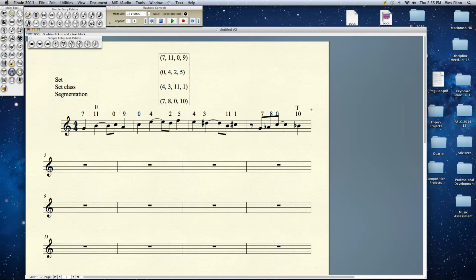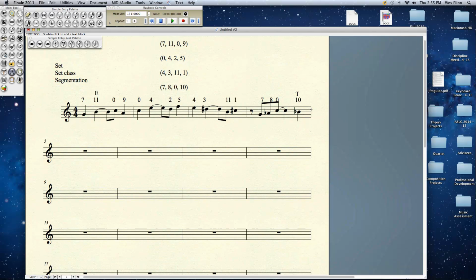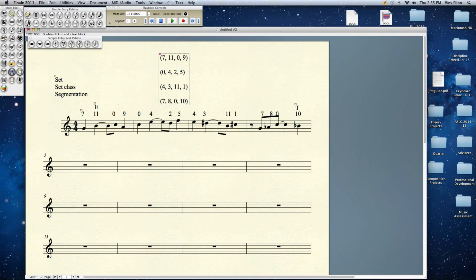Now by itself, this doesn't tell us a whole lot. But if we rearrange these a little bit, maybe we can find some greater connections. So what we want to do is put them in ascending order to start. We're not going to talk about normal order and things like that just yet. We're just going to see if digitally we can make some connections here. So let's rearrange 7, 11, 0, 9 into ascending order.